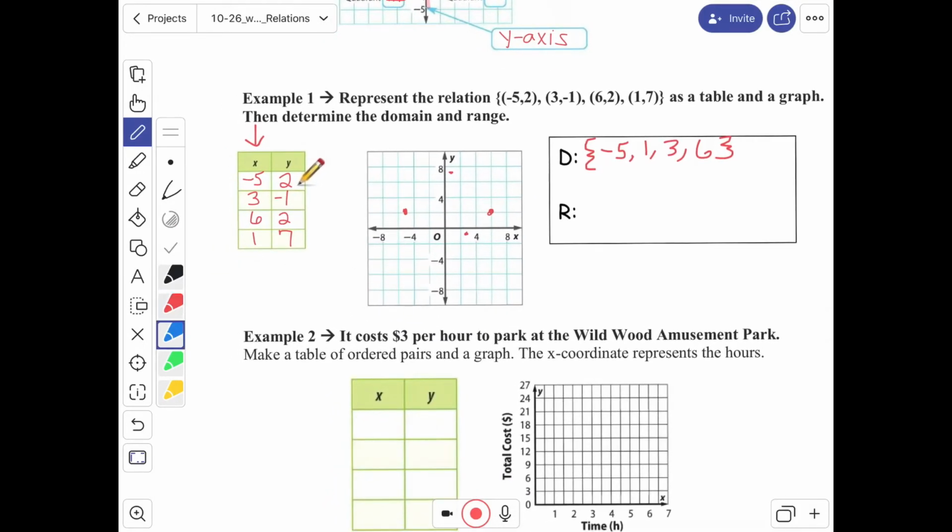Then we're going to write the range. And again, you have to put an R and a colon and then the brackets and list them from least to greatest. So they're not going to actually match up. The smallest in the range is -1. And then the next number is a 2, but there's actually 2 2s. We're not listing but one of them. And then the 7. So if there is a duplicate number, don't list it but once.